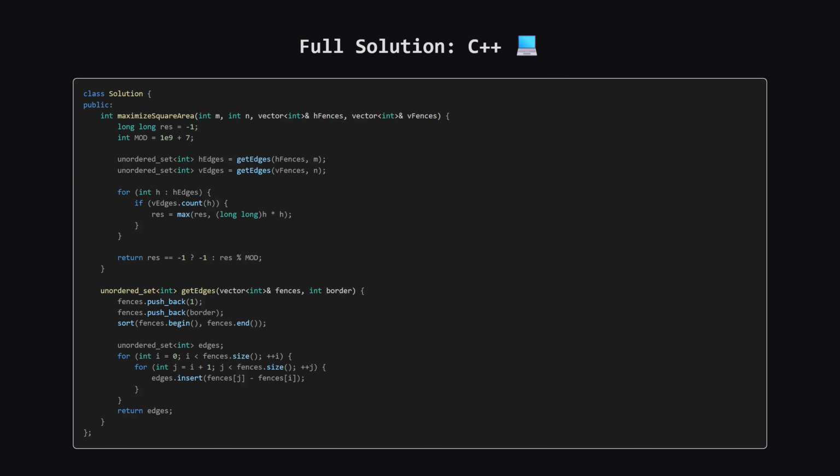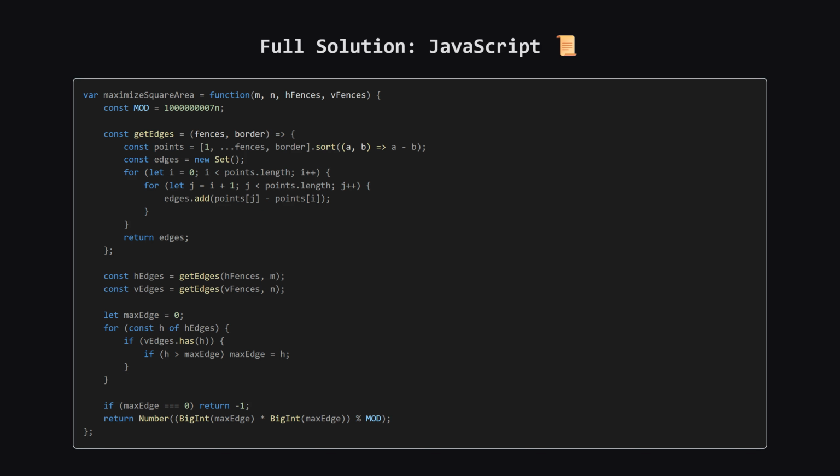Next up, here is the C++ version of the solution. We use unordered sets for fast lookups. Be careful with long for the area calculation to avoid overflow before the modulo. Feel free to pause and review the code. And finally, here is the solution in JavaScript. Since JavaScript numbers can get tricky with precision, using BigInt for the area calculation is a safe bet here. Hopefully, seeing it in a few different languages helps solidify the concepts.